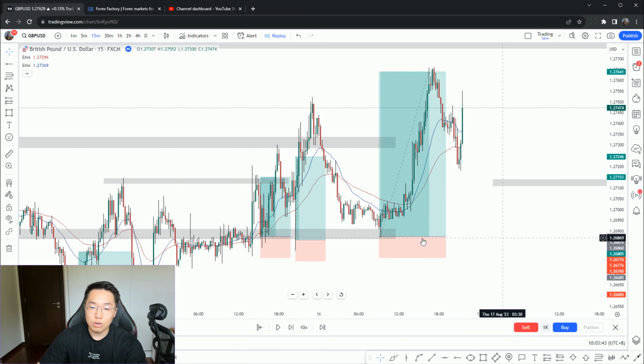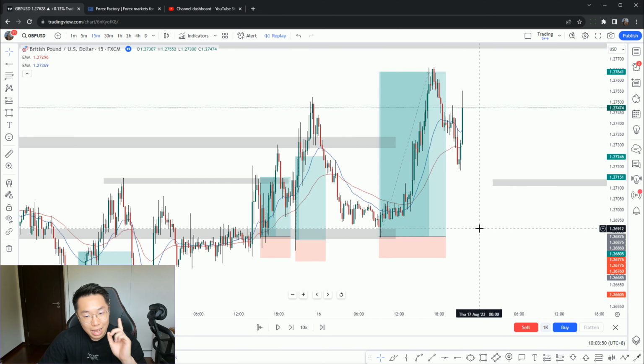All right, so this was a trade that I entered based on a buy limit. Guess what? Took the trade. Beautiful. Price ran all the way back. And I want all of you to pay attention to one thing.